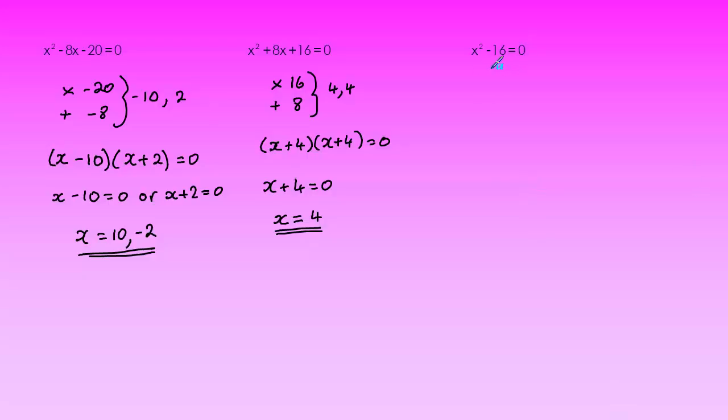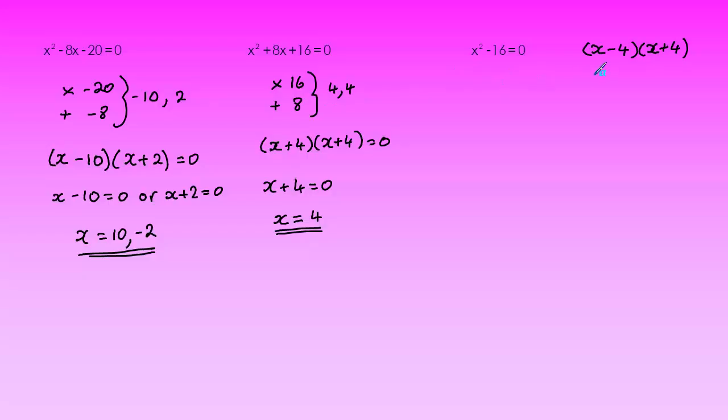Now, x squared minus 16 is 0. Now you may spot this as a difference of two squares. That's been mentioned in an earlier lesson. So it would factorise to this straight away as soon as we spot the difference of two squares. But you can use this technique as well.